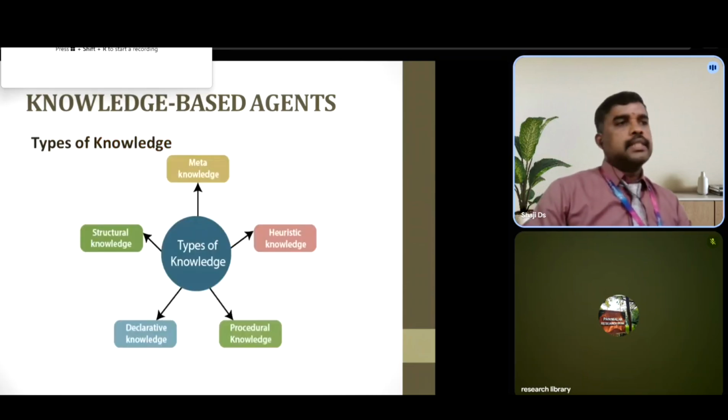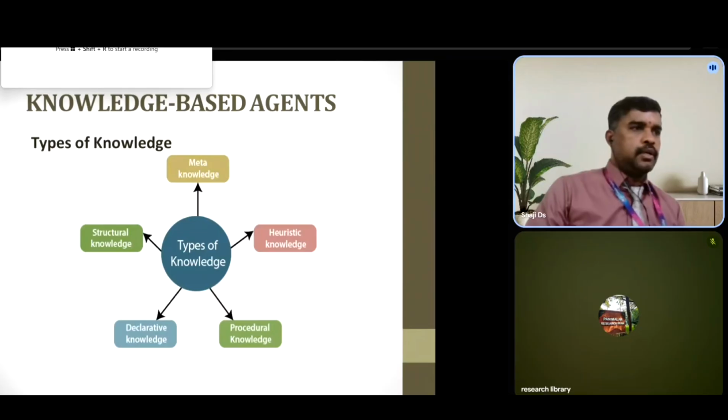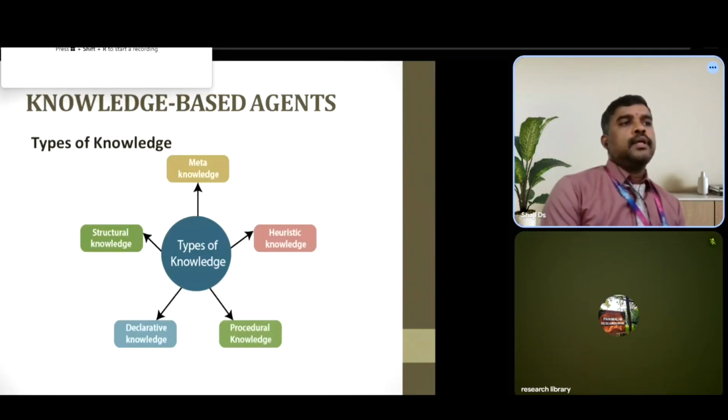So these are the types of knowledge. One is meta knowledge, one is heuristic knowledge, one is procedural knowledge, another is declarative knowledge, and the next one is syntax knowledge. Okay, so these types of knowledge are described in the knowledge base. Based on the category, we have to categorize the knowledge into these five types.